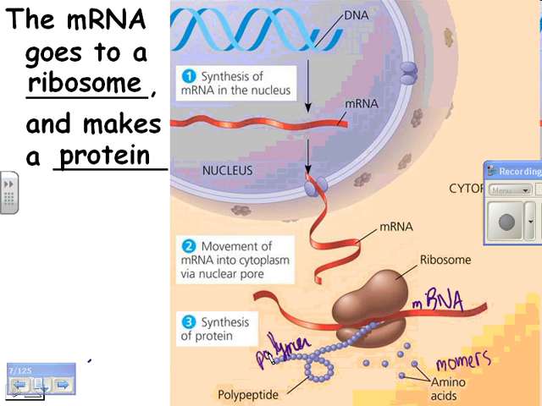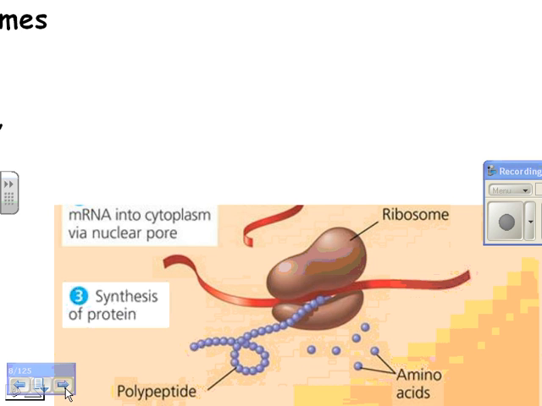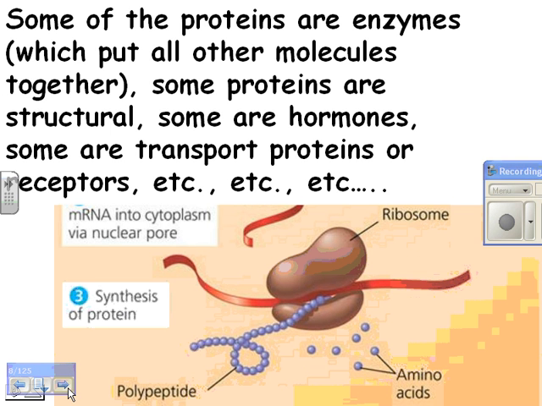Poor writing today. That's supposed to say polymer, P-O-L-Y. Anyway, this polymer is the protein variety, so we call it a polypeptide. So if that folds in the right way, you get a protein. And some of the proteins are enzymes, which put all the other molecules together, which make you.